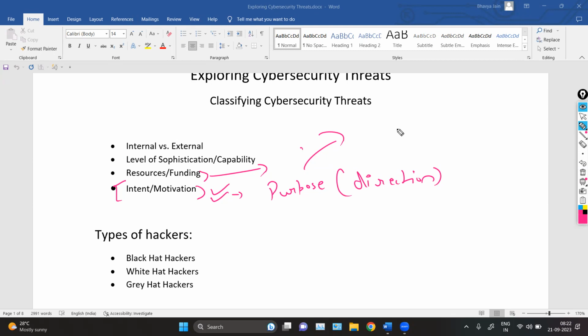It can be any revenge, if you want to take revenge on any person, right? It can be a purpose. It can be any social and religious belief. If you want to spread an agenda, like a social or religious agenda, then you can also hack. So there are various purposes for hacking. Your hacking will totally depend on your motivation or purpose, or we can say intent.